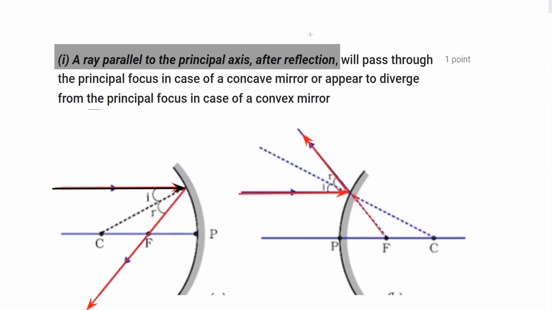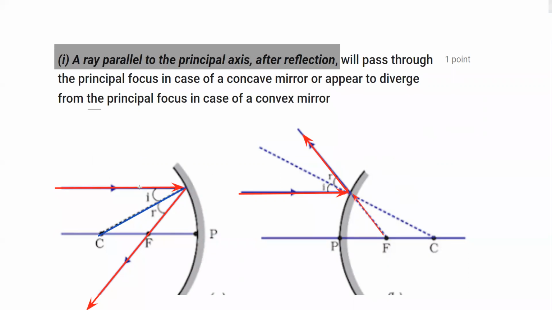Whenever you make this diagram, make sure you draw the normal. The normal is very important. The normal is here for any concave or convex mirror. The normal is always the line joining the point of incidence to the center of curvature. This is considered as the normal.